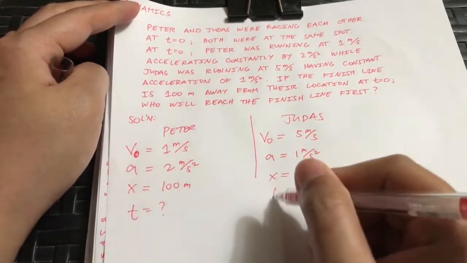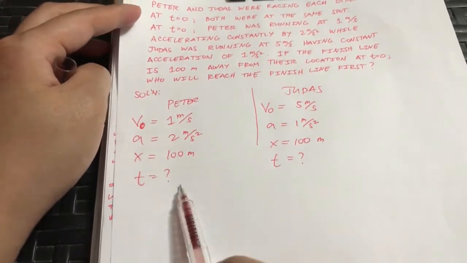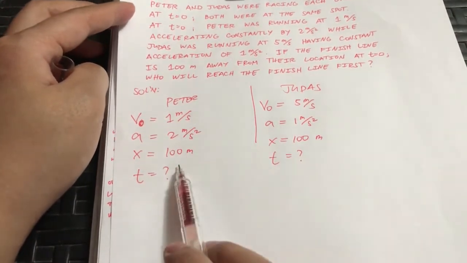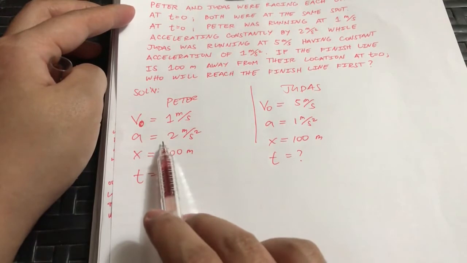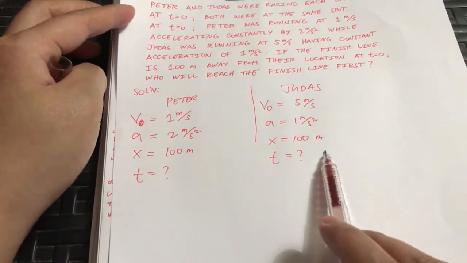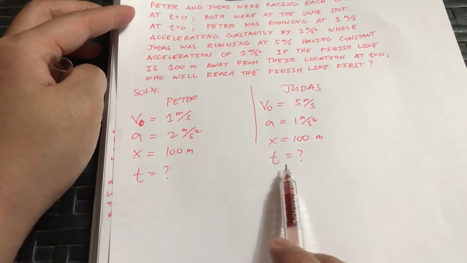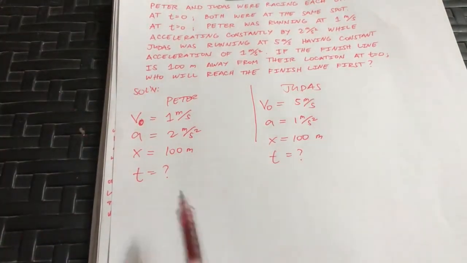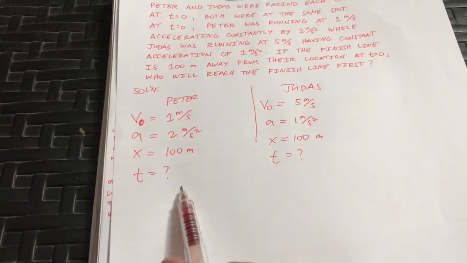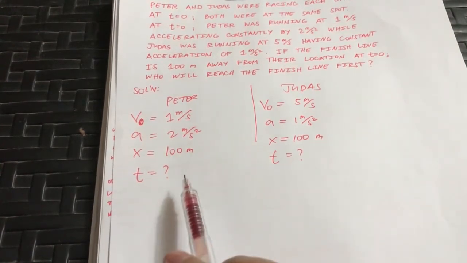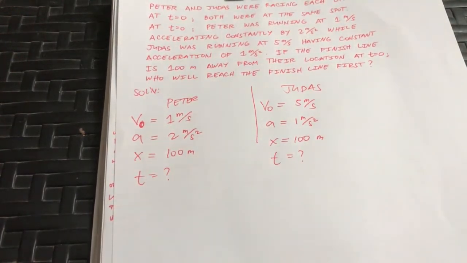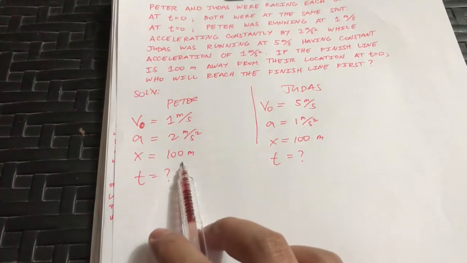Now why do we need the time? If we compare their time, meaning how much time Peter will consume to travel a distance of 100 meters given acceleration and velocity, same with Judas, the person with the smaller time will obviously be the one who will reach the finish line first. So I repeat, the person with the smaller time will be the one who will reach the finish line first. Okay. So how do we solve the time they need to travel 100 meters?